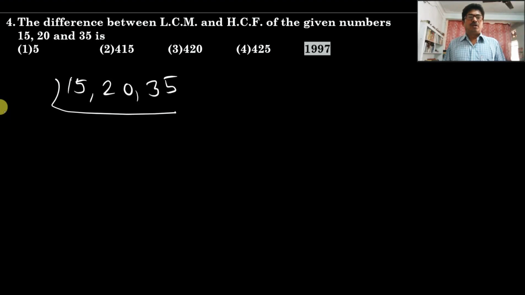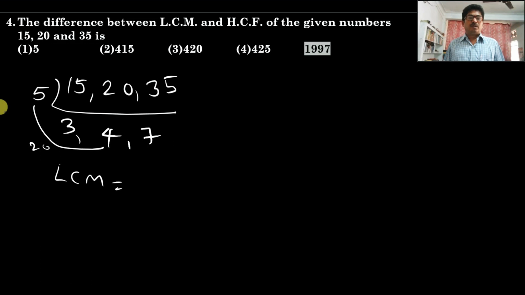5 table first: 5 3s are 15, 5 4s are 20, 5 7s are 35. So the LCM is 5 into 3 into 4 into 7. 5 4s are 20, 3 7s are 21, 21 20s are 420. LCM is 420.